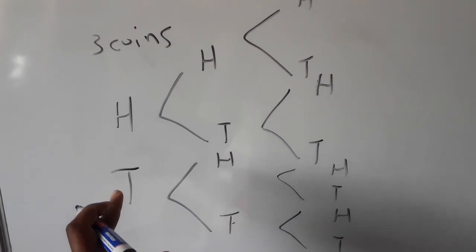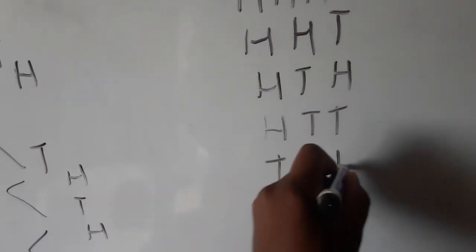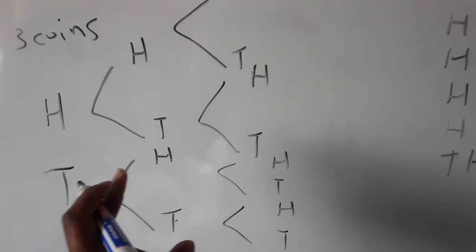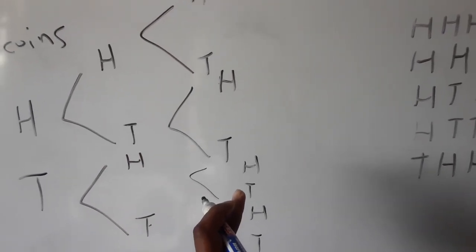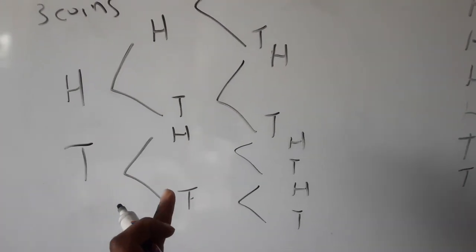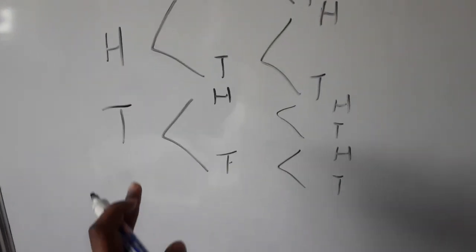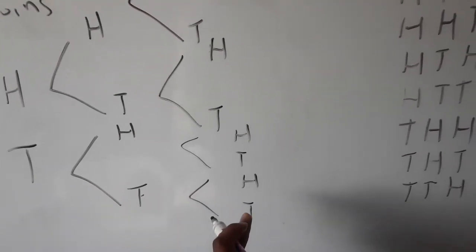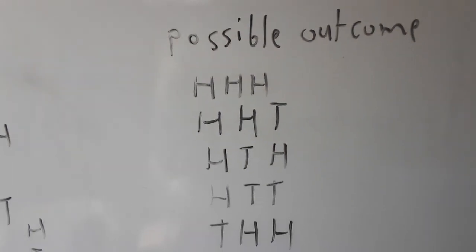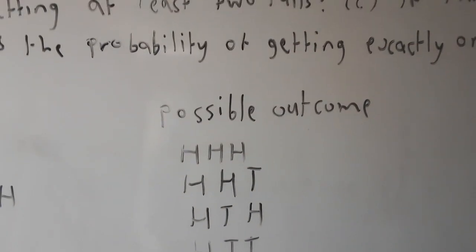Then you can get a tail, a head, and a head. You can get a tail, a head, and a tail, T, H, T. Then you can get tail, tail, H. Then you can get tail, tail, tail, three tails. So how many possible outcomes do we have? 1, 2, 3, 4, 5, 6, 7, 8. We have 8 total possible outcomes of flipping 3 coins.